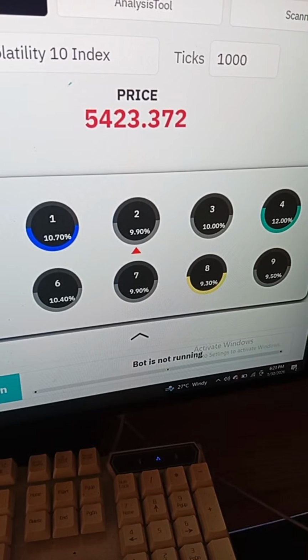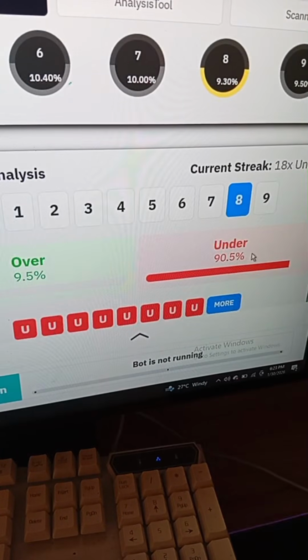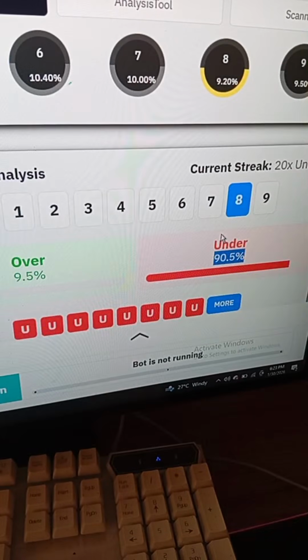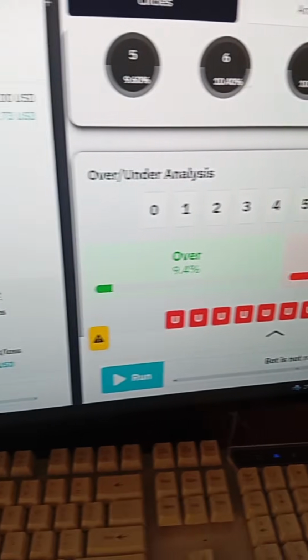Okay, volatility 10 under 8, I'm ready on my side. Remember to use 1 tick on your bot and be ready. Guys, be ready, anytime now we start. Be ready, and okay, run your bots now. Everyone run your bot, volatility 10 under 8. Please do not hesitate. You hesitate, you end up losing. I've already started on my side.